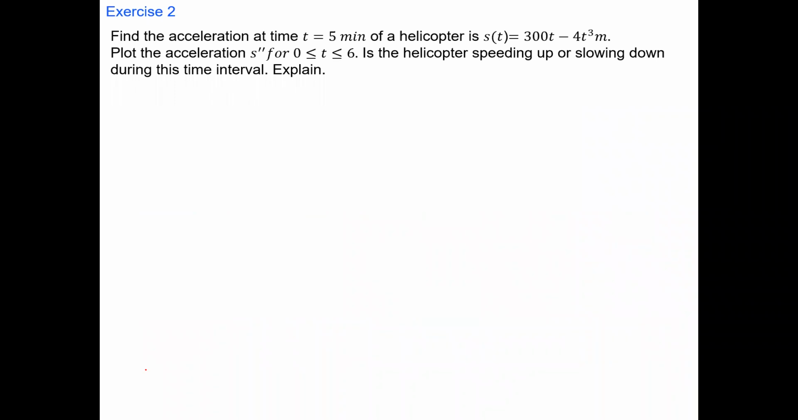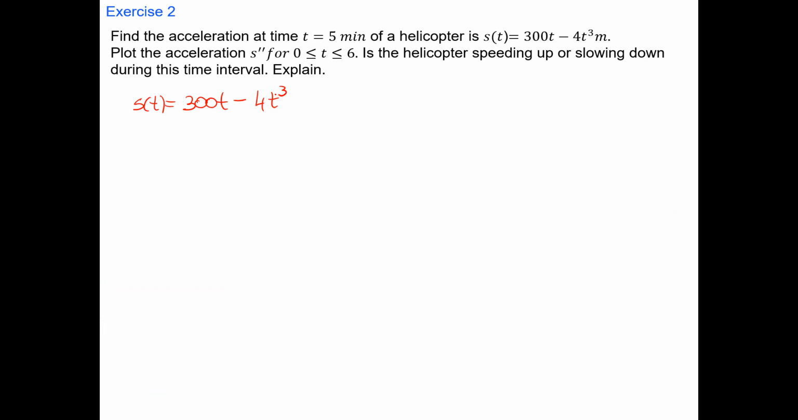Exercise number 2, similar. Find the acceleration at time t equals 5 minutes of a helicopter with the position function s of t equals 300t minus 4t cubed meters. Plot the acceleration, the second derivative, on the interval from 0 to 6. Is the helicopter speeding up or slowing down during this time interval? Explain. Let's start. We have the position function 300t minus 4t cubed.